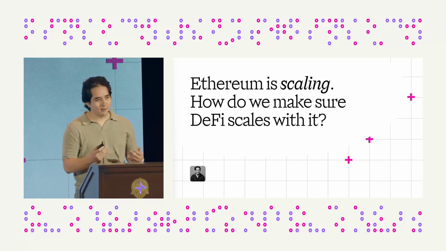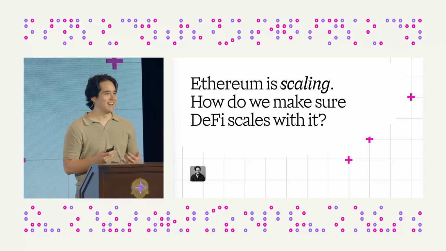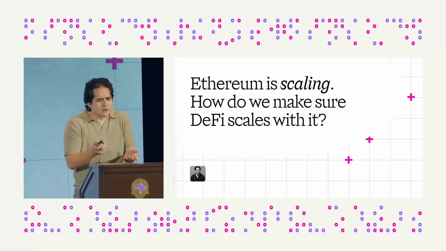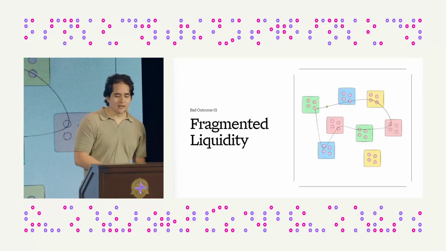I work at Uniswap Labs. We do a lot of trading and want to make sure that the trading experience is as optimized as the costs and the chains themselves. So what does it mean for DeFi to scale? Just a couple examples in general.